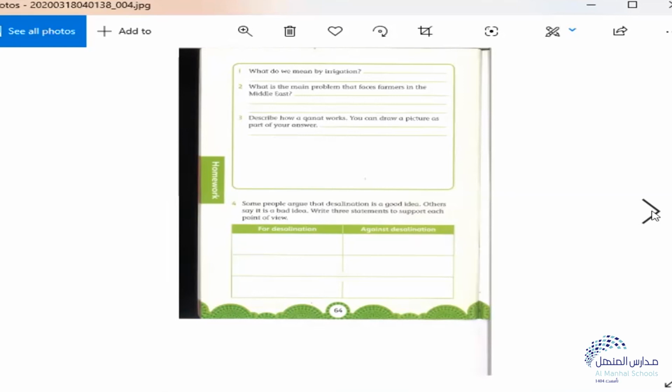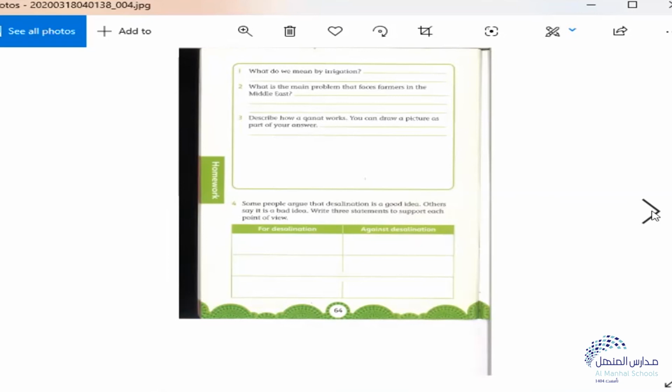Number three, describe how a canal works. Now, a canal is an underground tunnel built so we can use the groundwater.